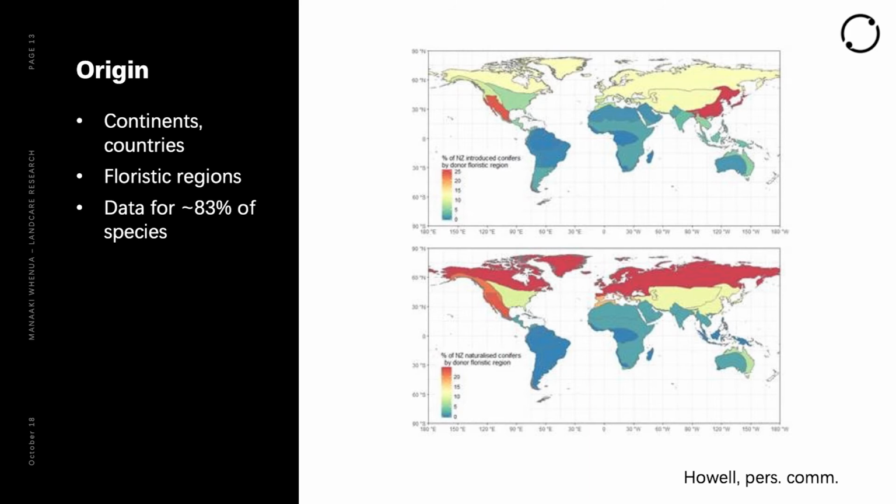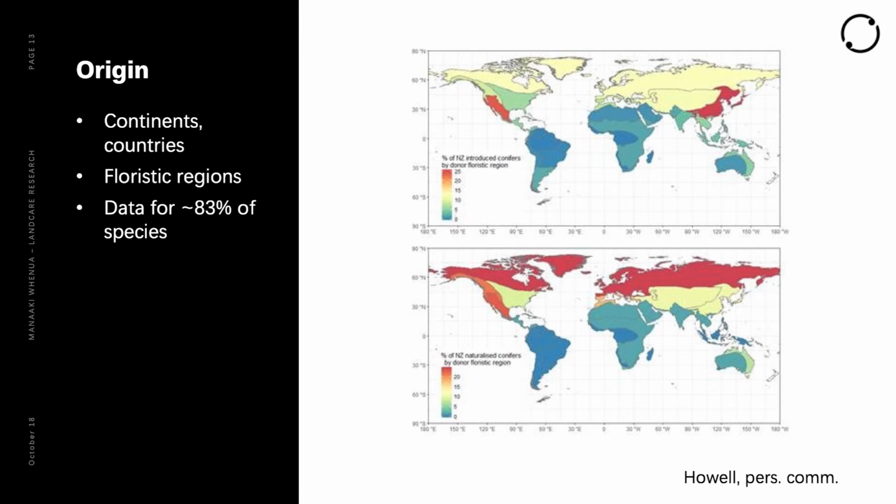We're currently working on filling in gaps for the new species added to the list in terms of their origins, both in terms of which continents and countries they've come from, but also floristic regions, which might be more helpful for understanding what kinds of climatic factors they can tolerate or would support their spread.